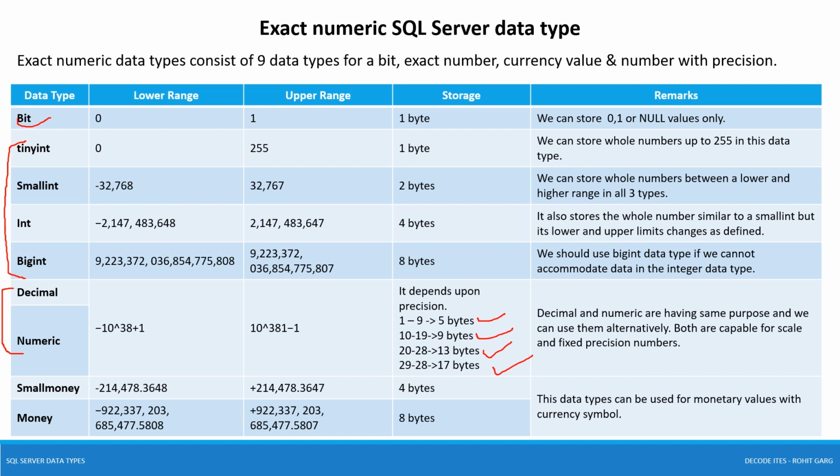Next, we have smallmoney and money. These data types can be used for monetary values with a currency symbol. Again, the difference is between the lower and upper range. Smallmoney can hold small values with a 4 byte storage requirement, whereas money can save really large currency values with an 8 byte storage requirement.